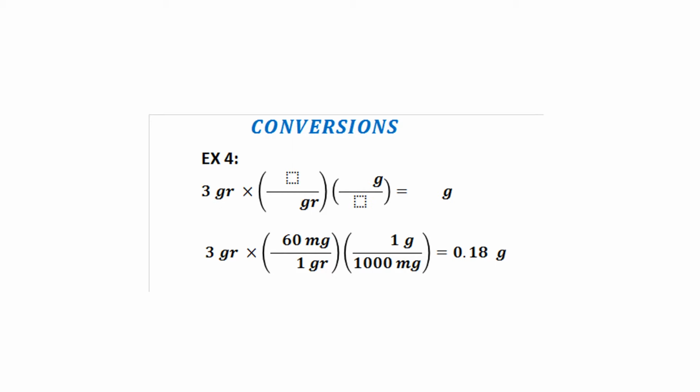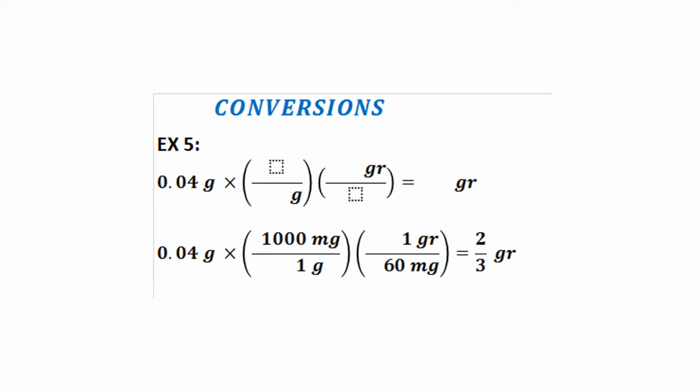And that's 0.18. We'll notice that gram is a metric term, and we want to write that as a decimal number. We don't want to write it as 18 over 100, but 0.18. Notice the 0 is in front of the dot. So we're not going to write .18, we're going to write 0.18.